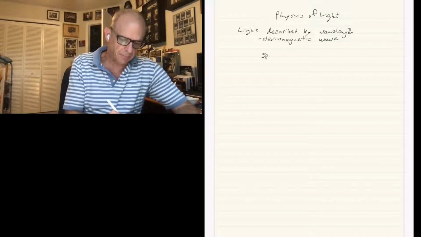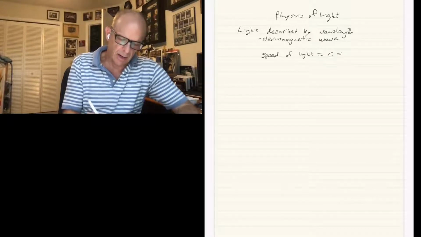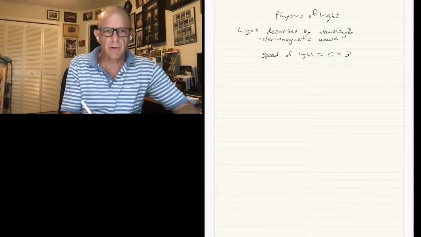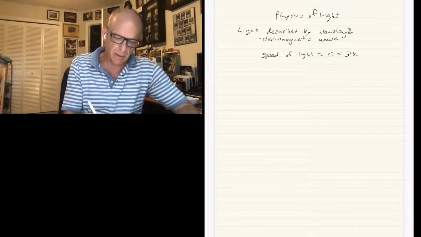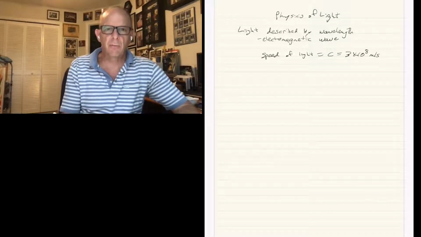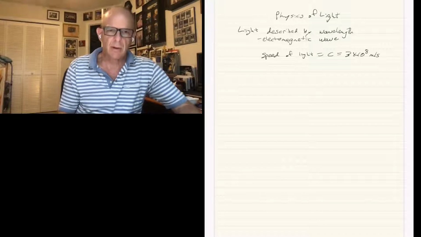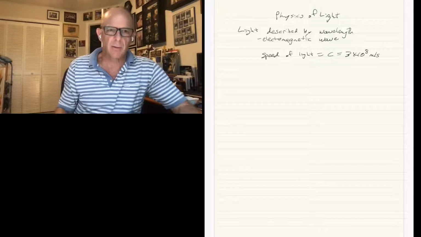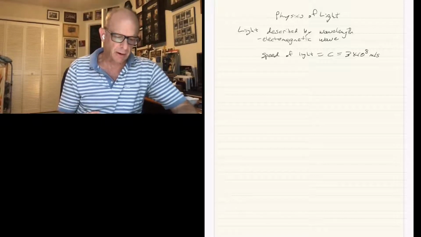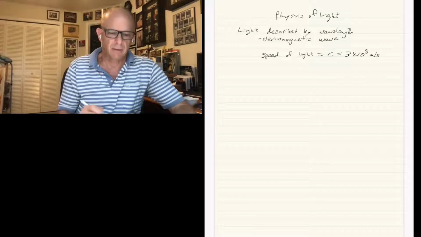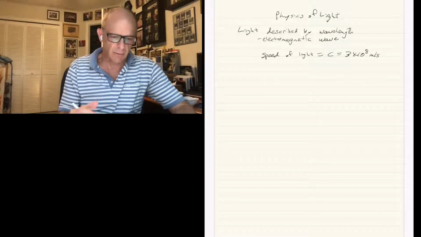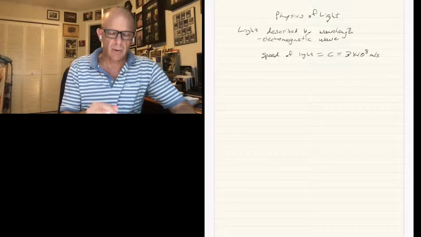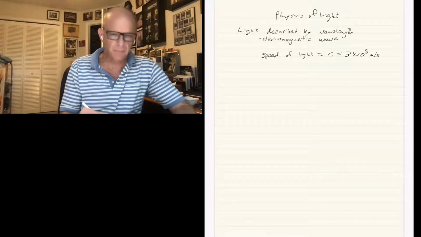So the speed of light we denote by the letter c, and that has a value of 300,000 kilometers per second, or 300 million meters per second. And that's the fastest speed that there is in the universe. It's sort of what the universe is built on. And if we had time, we could have some really interesting conversations about relativity and what that means for travel through space and time. But all light, regardless of the wavelength, travels at that speed.